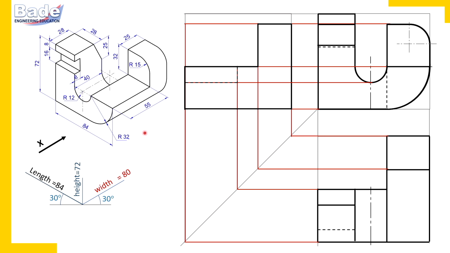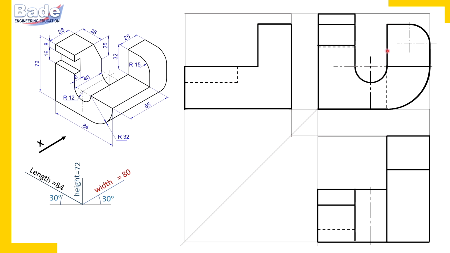This semicircular slot is hidden from the right side. From the top there is nothing to hide that semicircular slot. So watch here, that semicircular slot is visible, but here that semicircular slot is hidden.